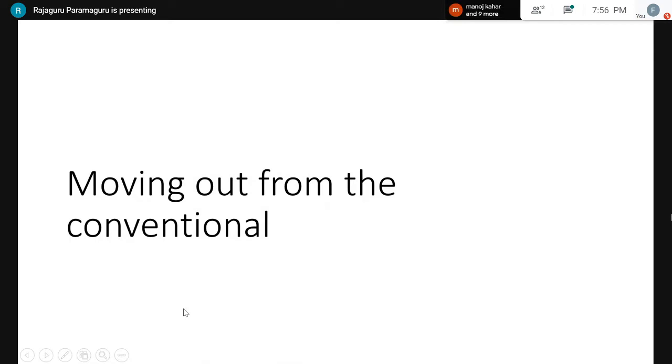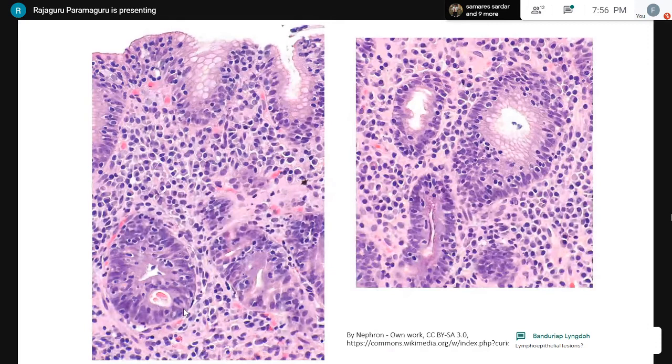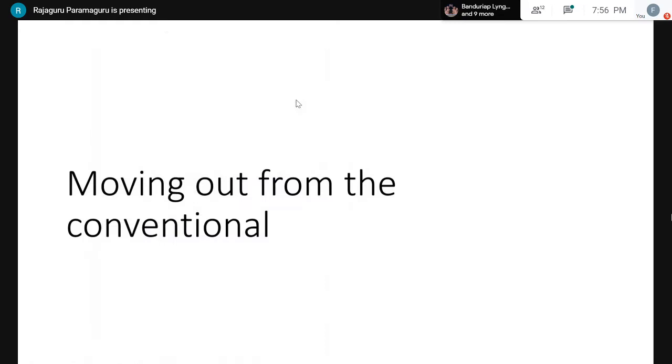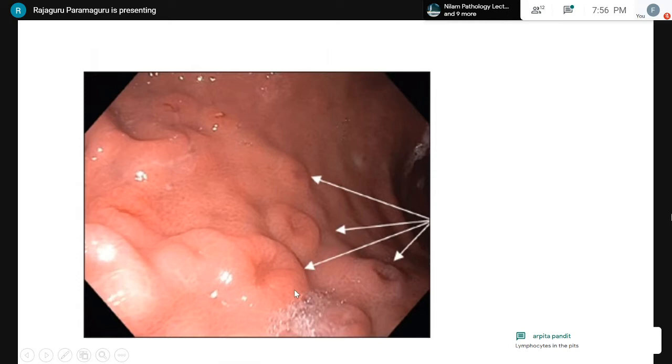So this is nothing but lymphocytic gastritis. You see a lot of intraepithelial lymphocytes here within the surface epithelium, as well as the pits over here. This is also called varioliform gastritis, where you see the mucosa which appears nodular here, and the central area is depressed.